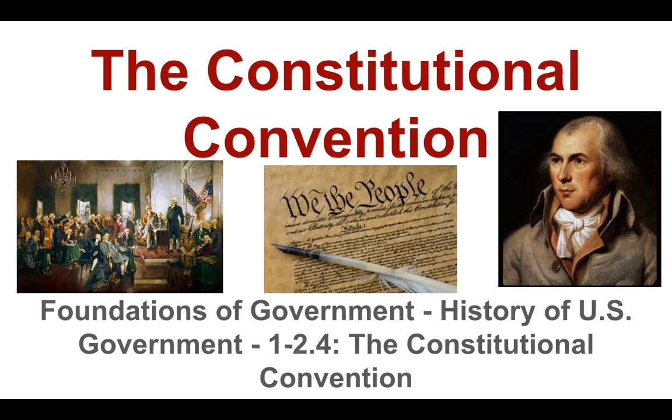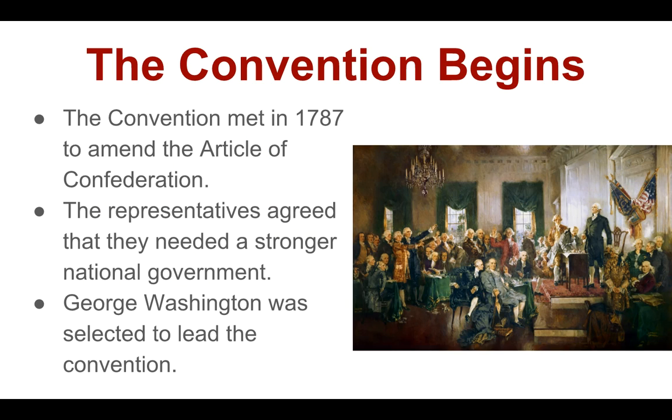Last time, we looked at how the Americans declared their independence, but then failed to create a working government. Today, they will be creating that working government as we examine the Constitutional Convention of 1787.